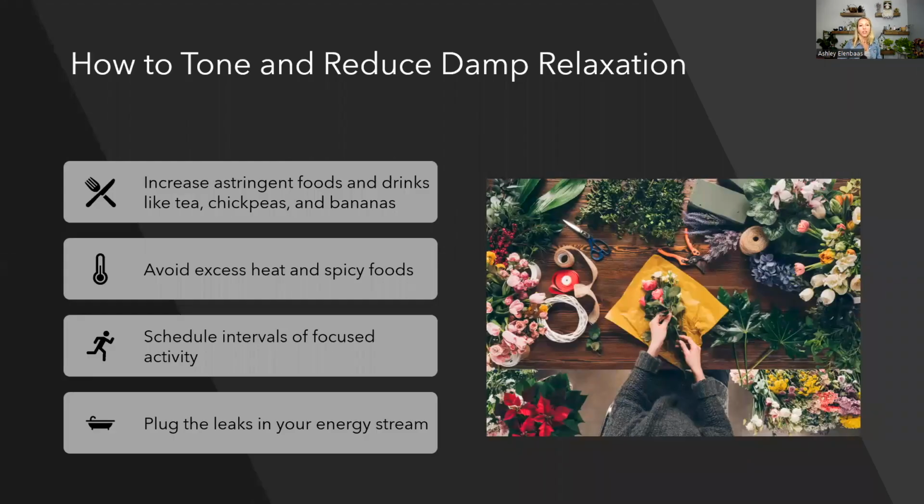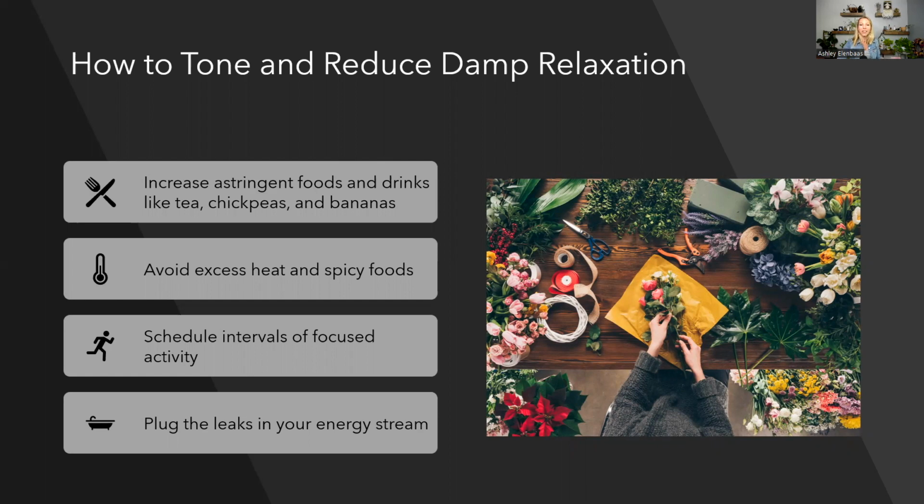Other ways that we can tone, and again, these are just general ideas of how we can tone and reduce that damp relaxation, too many things flowing through too fast, is dietarily. We can increase astringent foods and drinks. We talked about tea, but foods, a lot of beans tend to be quite astringent. So chickpeas are probably the most astringent, but even black beans, kidney beans, beans in general are considered to be more astringent foods. And bananas are also quite astringent.